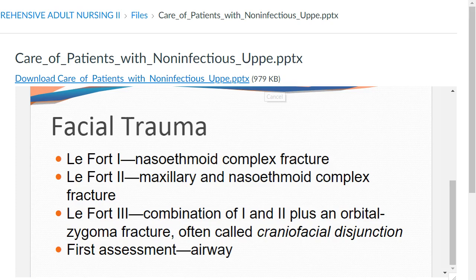And as you can see with this Lefort 3, it's a combination of 1 and 2 plus an orbital zygoma fracture, often called craniofacial dysfunction, because it leaves the midface with no connection to the skull. So that is how serious this type of trauma is.